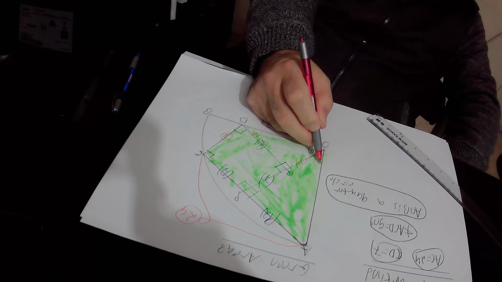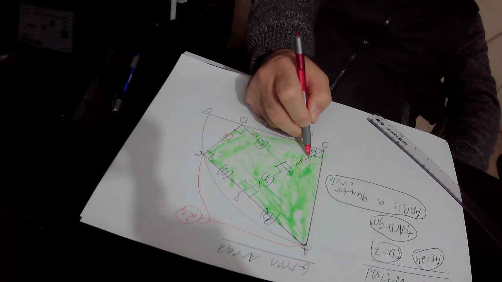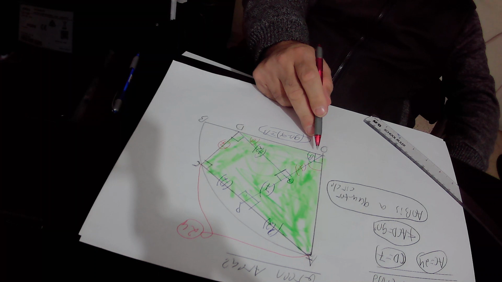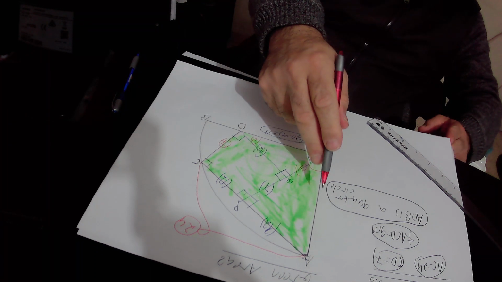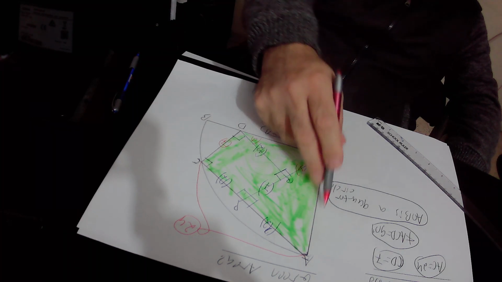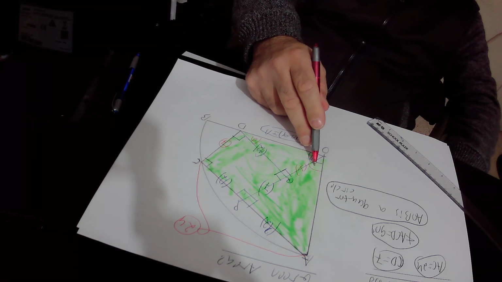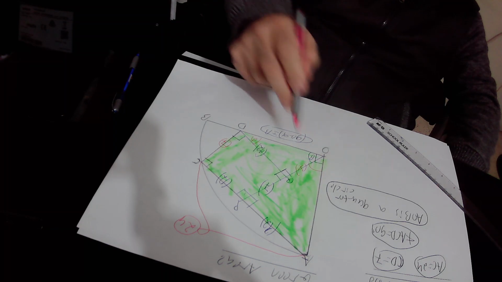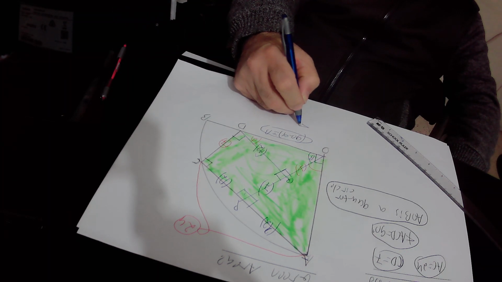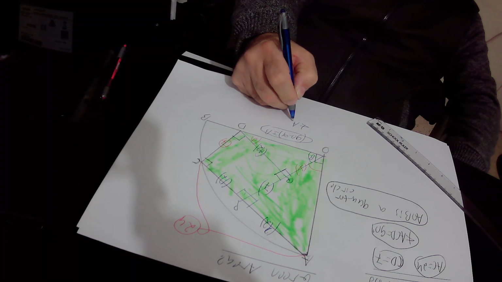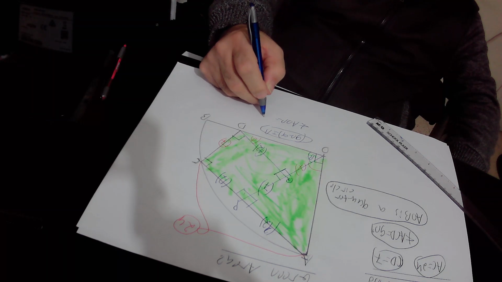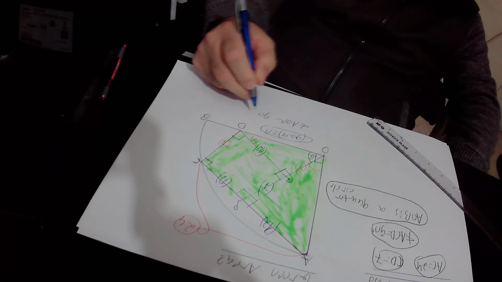What is the size of this angle, angle AOP? Angle AOP must be equal to angle AOB, that is 90 degrees minus beta. Again, 90 degrees minus beta must be equal to the missing angle here, angle AOP. So I write it down. The missing angle AOP must be equal to 90 degrees minus beta.